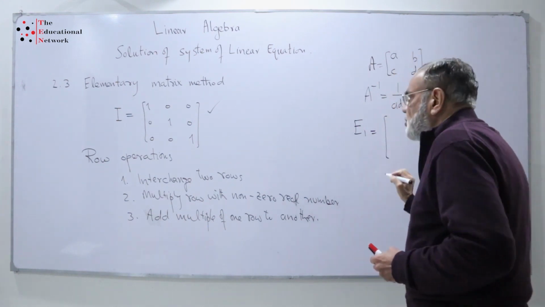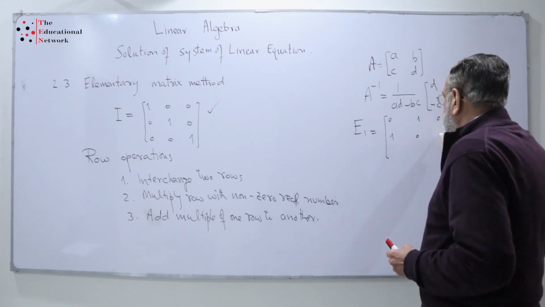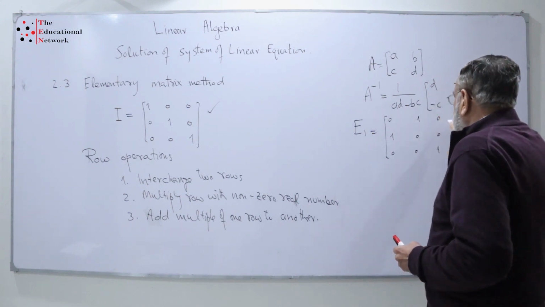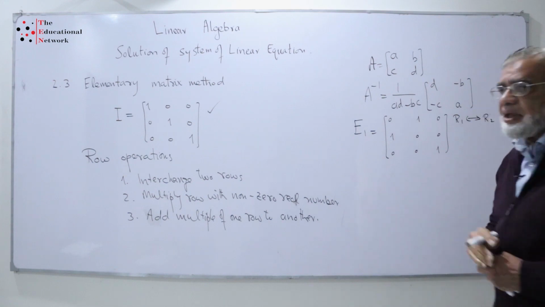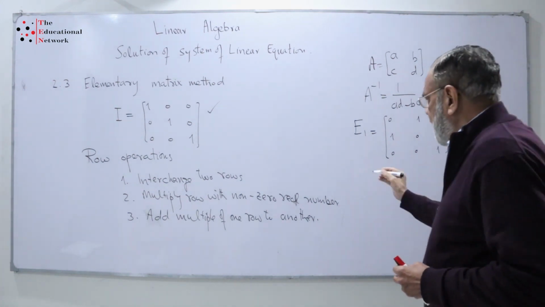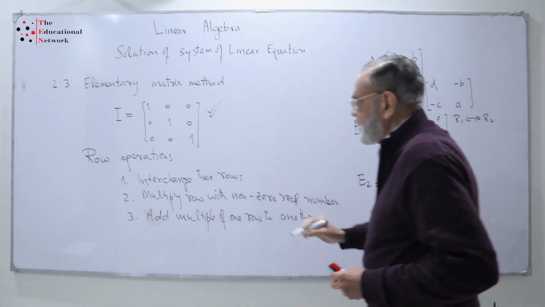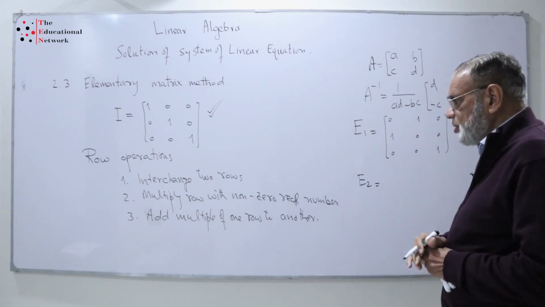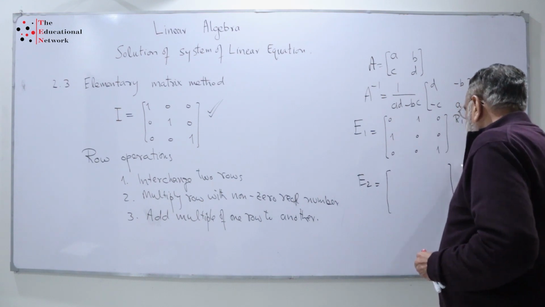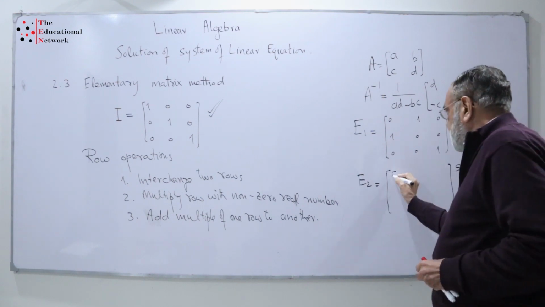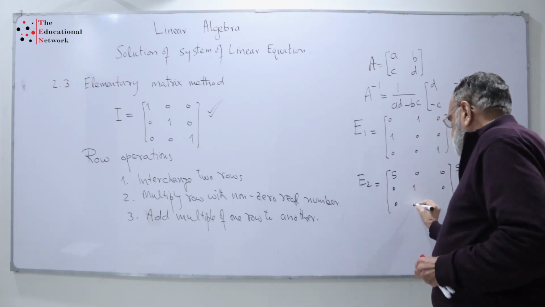What I do, I interchange 2 rows. I interchange row 1 and row 2. So I say here, I interchange R1 and R2. This is my elementary matrix. I can have thousands of elementary matrices. For E2, I take the identity matrix and multiply a row with a non-zero number. For example, I multiply the first row by 5, 5 R1, so I get here 5, 0, 0, 0, 1, 0, 0, 0, 1.